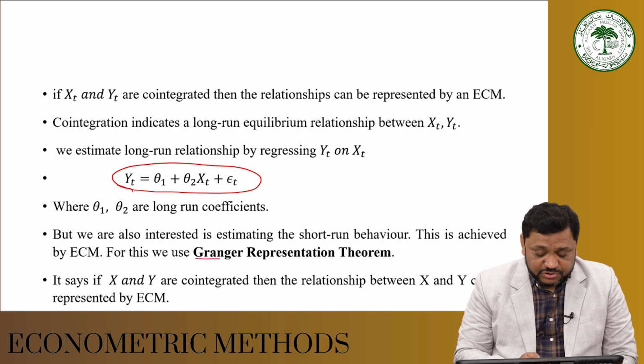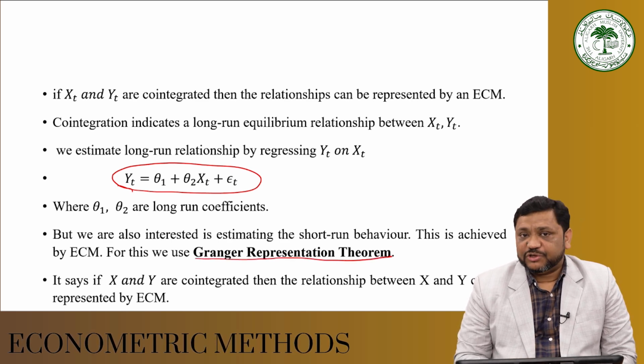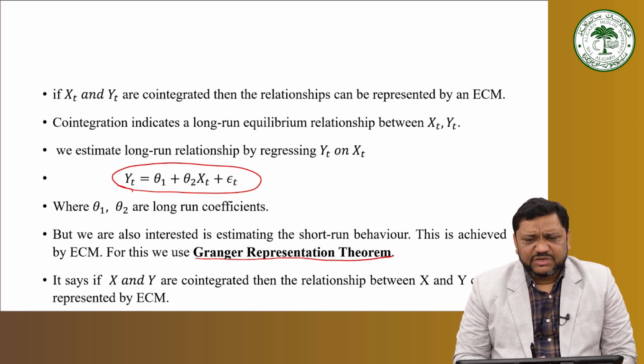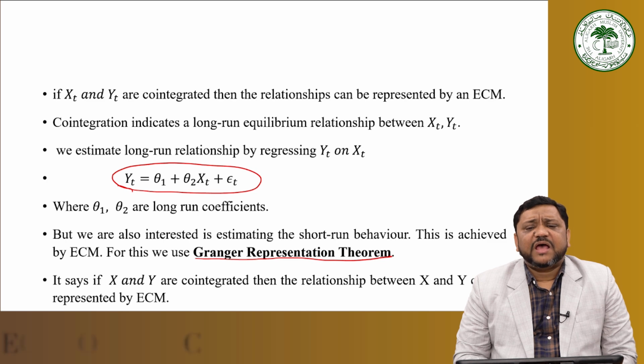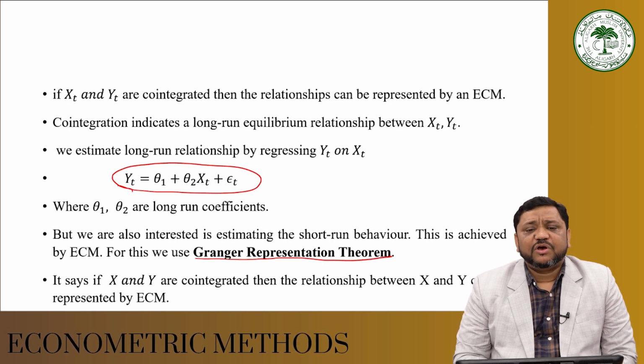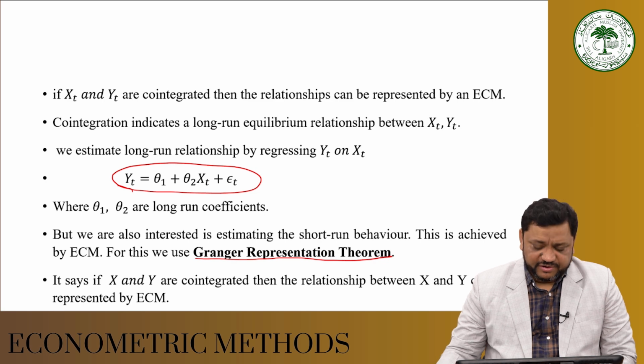And for this, we use what we call the Granger representation theorem. This theorem states that if x and y are cointegrated, then the relationship between these two variables can be represented by an error correction model. In practical terms, models like this error correction model are used to analyze cointegrated time series data. This ECM includes lagged values of the variables and the ECT itself, and by estimating such a model, researchers can analyze both the short run and long run dynamics of the equilibrium relationship between variables.